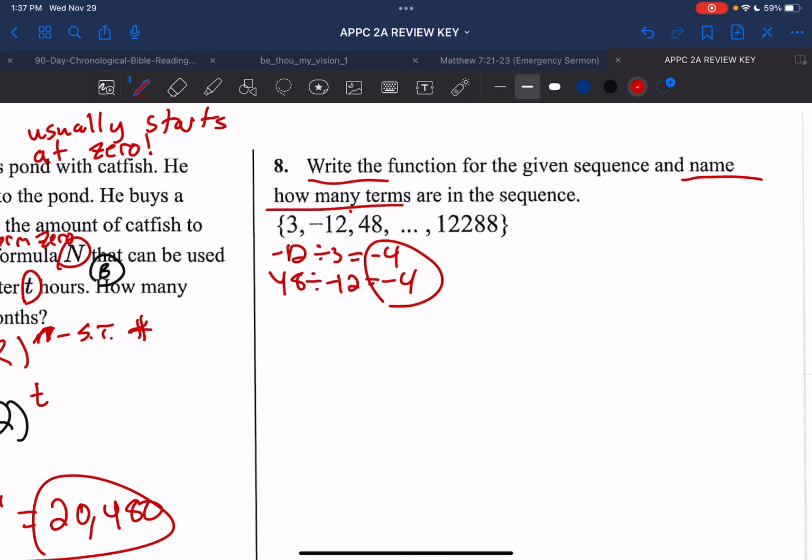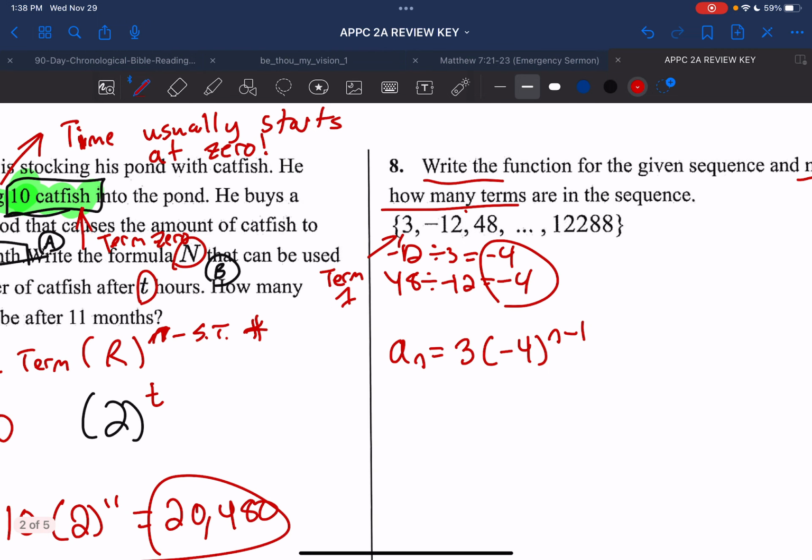So I know my ratio is -4. Okay. Ratio is -4. And then this is term 1. So I can write it out as a n equals 3 parentheses -4 to the n minus 1.